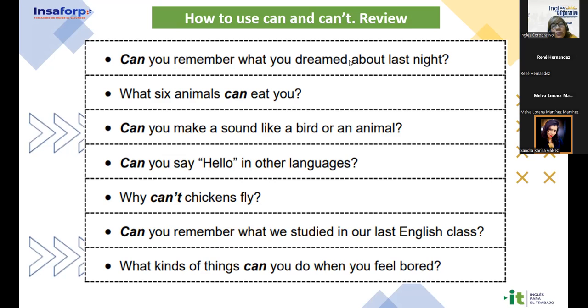What six animals can eat you? Can you remember what you dreamed about last night? What six animals can eat you? Can you make a sound like a bird or an animal? Can you say hello in other languages? Why can't chickens fly? Can you remember what we studied in our last English class? What kind of things can you do when you feel bored? Okay, so I think that you are ready.